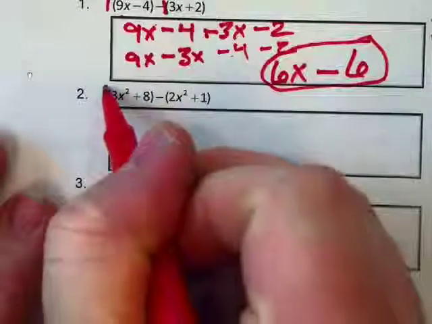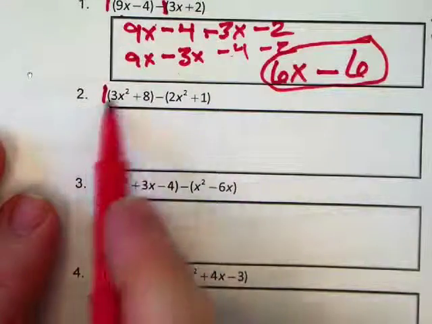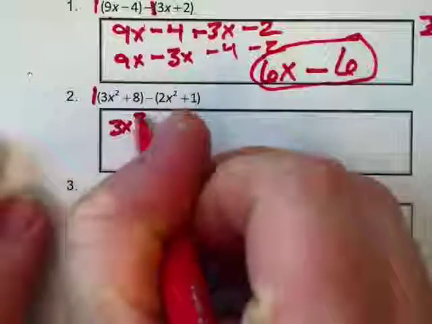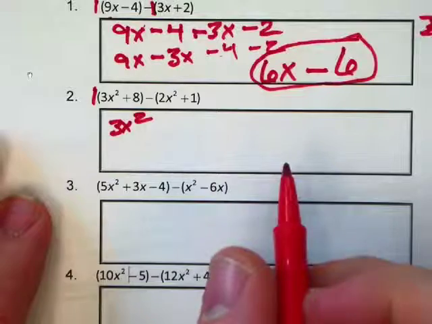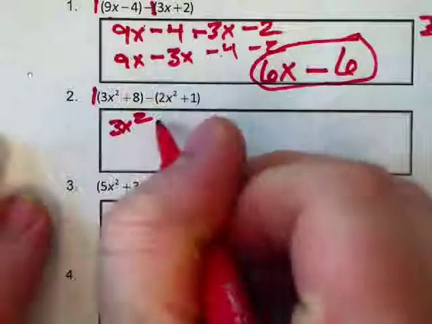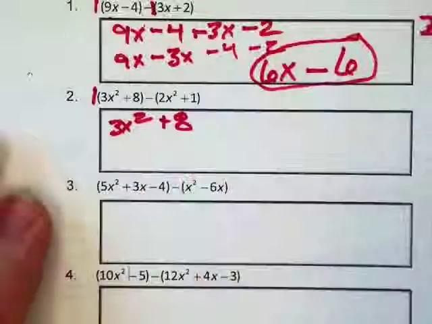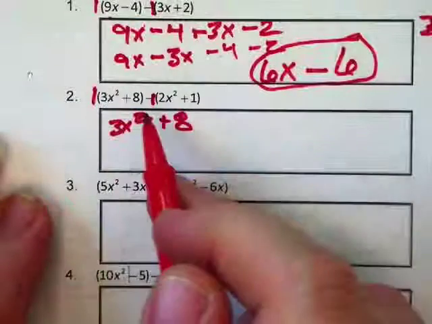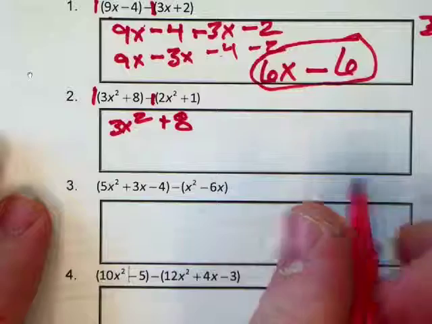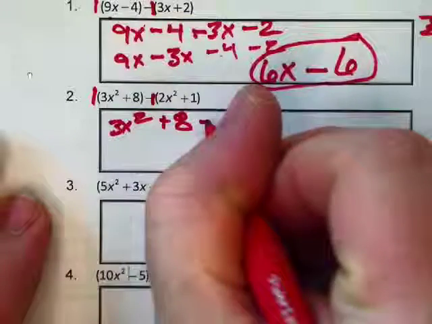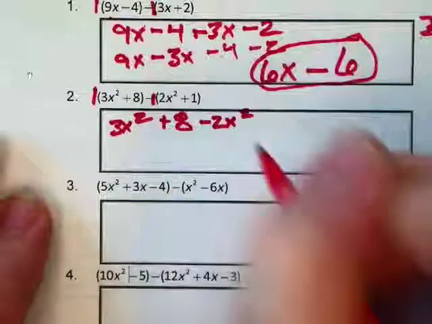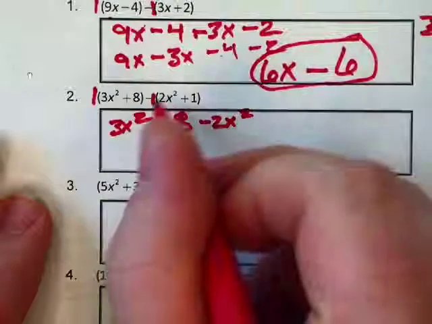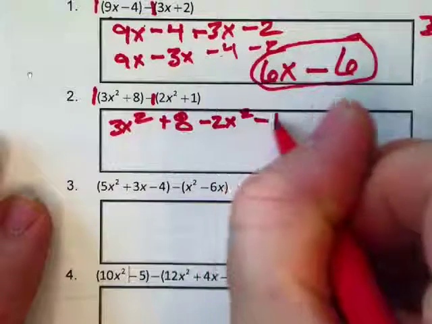Again, it's like putting a 1 in front of the parentheses. 1 times 3x squared is just that, 3x squared. And then we have 1 times 8 is plus 8. Okay, and then if we continue on, it's like putting a 1 here. Negative 1 times 2x squared is negative 2x squared. And then negative 1 times 1 is negative 1.